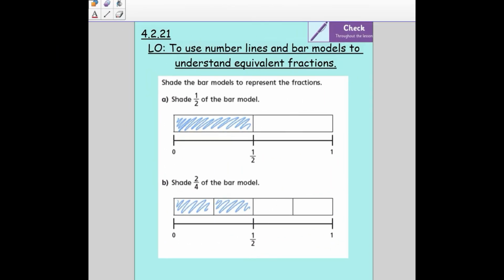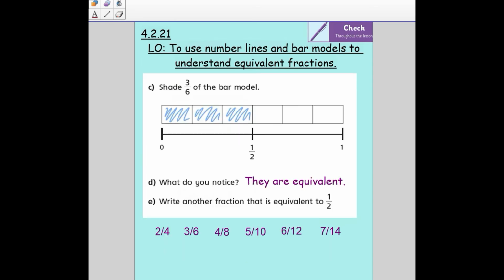Great work today, guys. Let's have a look at our answers in our check section. So for A, you'll have one section of the bar shaded, and for B, you'll have 2 sections of the bar shaded. For C, you'd have 3 sections of the bar shaded. What did you notice? They are all equivalent. Well done. What other fraction could we write that is equivalent to a half?